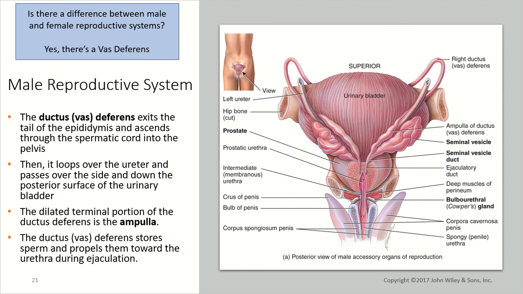So our vas deferens is going to be responsible for storing sperm and then propelling them towards the urethra during ejaculation.